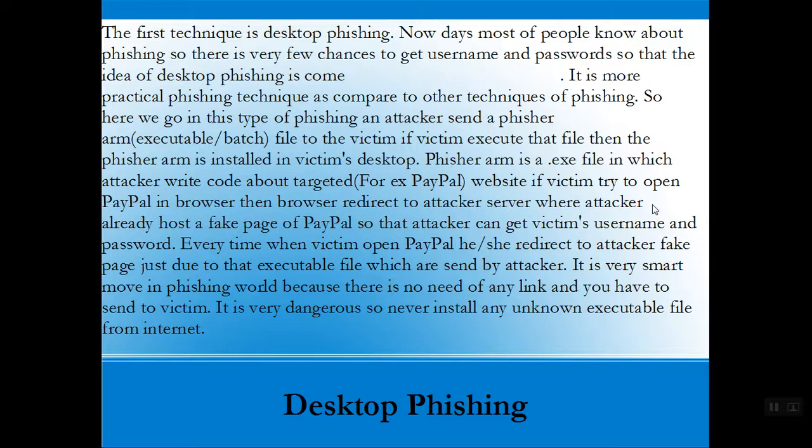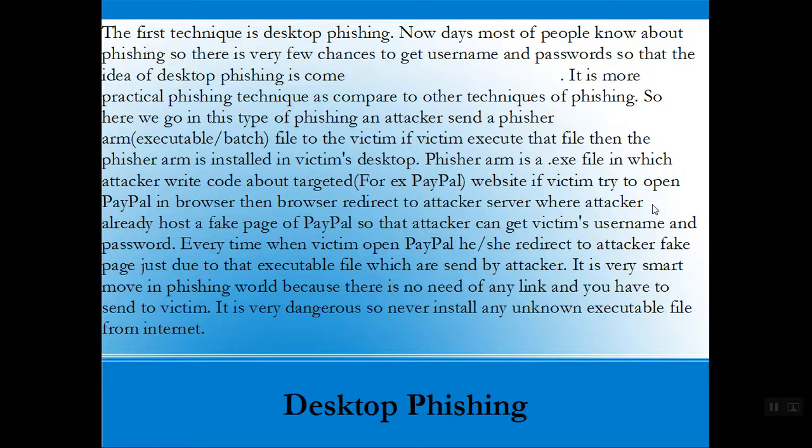In desktop phishing, attackers send a phisher file to the victim. Now you are thinking, what is a phisher file? So easy. A phisher file is basically an executable or batch file created by the attacker, in which the attacker writes code about the target website. For example, an attacker wants the username and password of a victim's PayPal account. So the attacker creates a fake page of PayPal, hosts it on his own server, and mentions the URL of the fake page in the batch file.